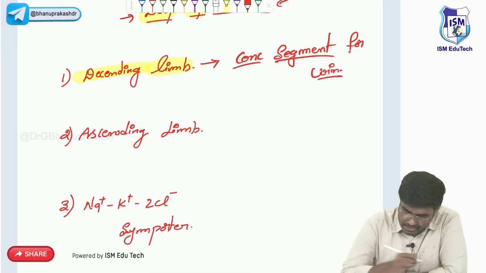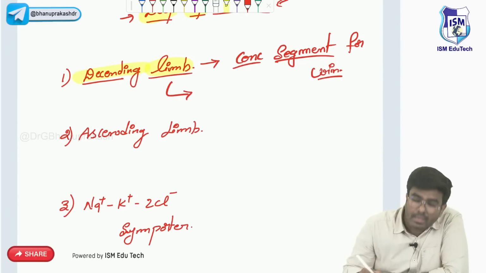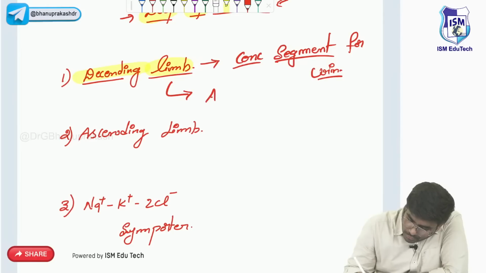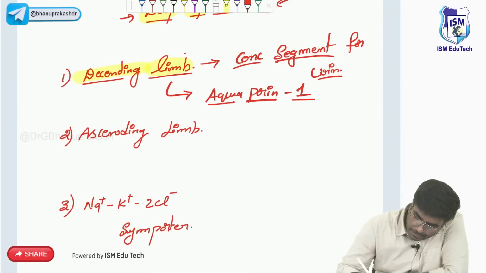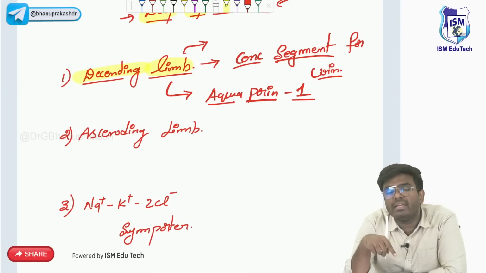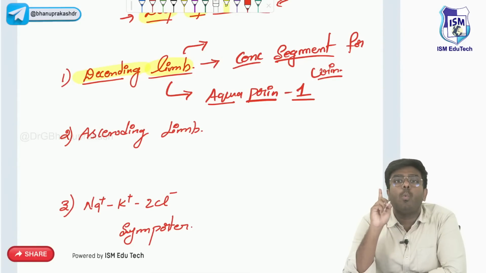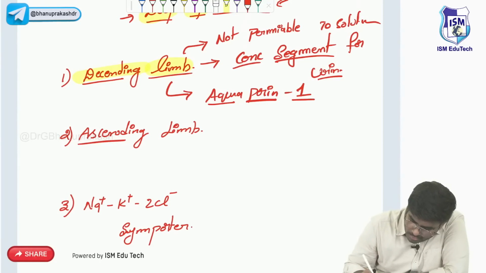Water reabsorption happens in the descending limb of loop of Henle. Water reabsorption happens with the help of which channels? With the help of aquaporin 1 channels, only water reabsorption happens. Is the descending limb permeable to solutes? No, only water. Descending limb of loop of Henle is only permeable to water, not solutes.